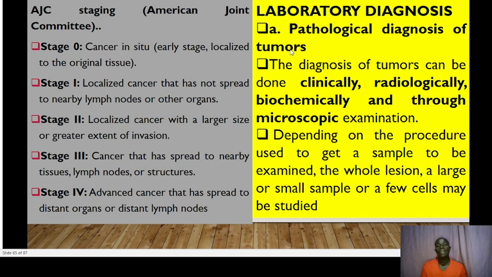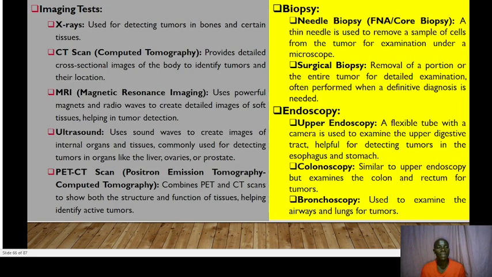So we also have the laboratory stage diagnosis, where we have pathological diagnosis of tumors. The tumors can be diagnosed clinically, radiologically, biochemically, or through microscopic examination. Depending on the procedure used to get a sample to be examined, the whole lesion or a larger or small sample of the cells may be studied.